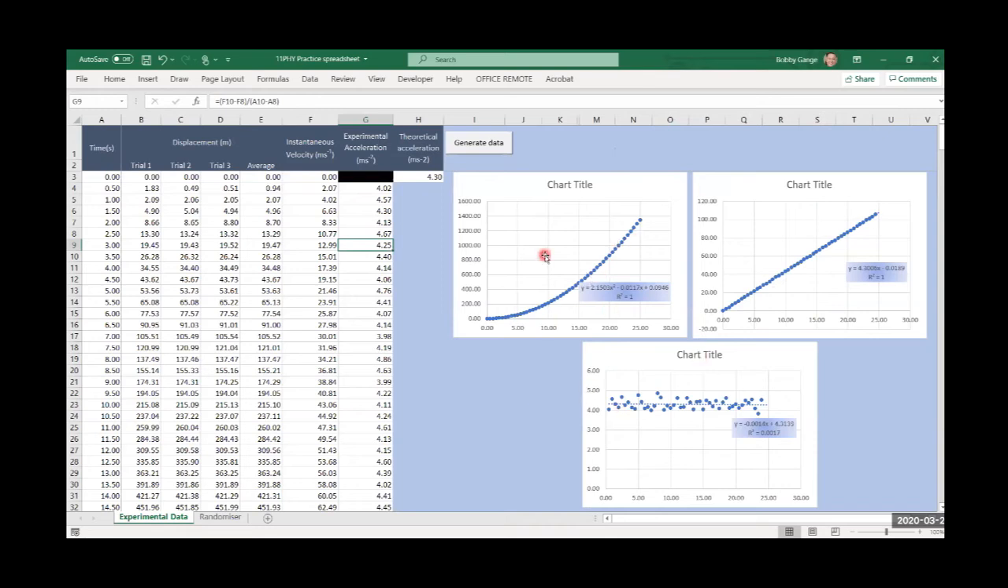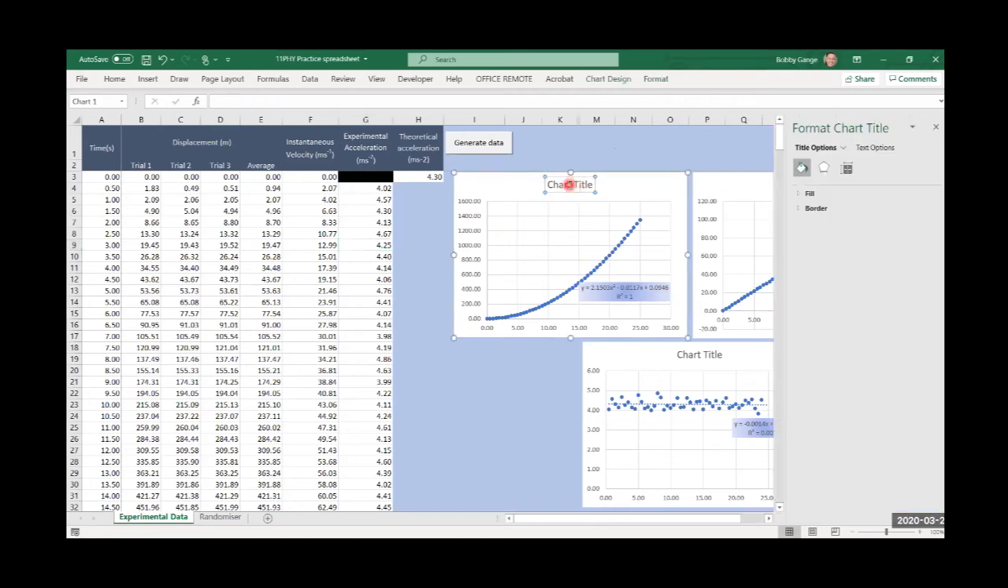What do you think this first chart here is? Displacement time graph. Okay, so it might be a good idea to change the title there to displacement versus time. Excellent.